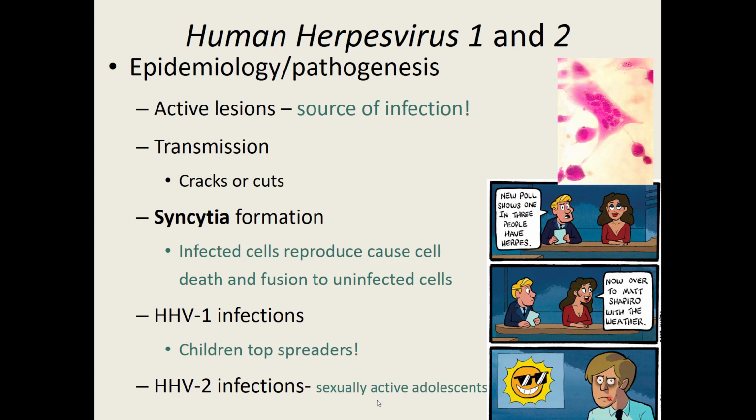Once it gets in the body, it starts to affect cells. And so it starts to get inside of cells. The infected cells, when they reproduce, will cause inflammation. The cells will eventually die, and they start to fuse to uninfected cells. So you almost start getting these big, huge fused cells. These big, huge fused cells are called a syncytia, or syncytium for singular.